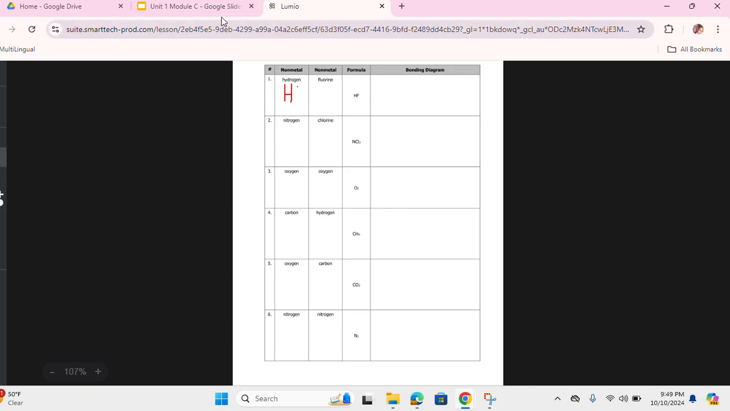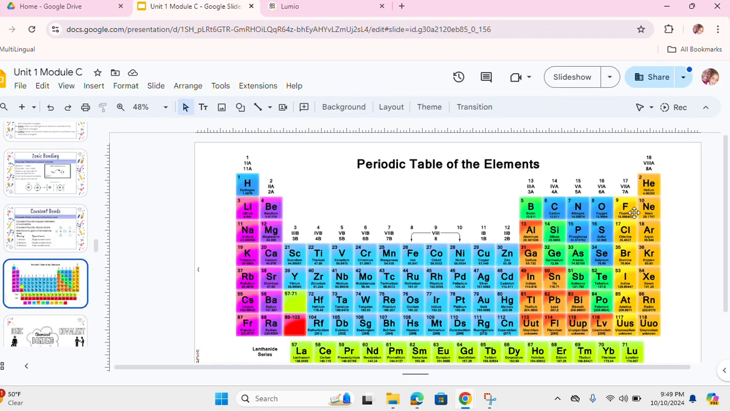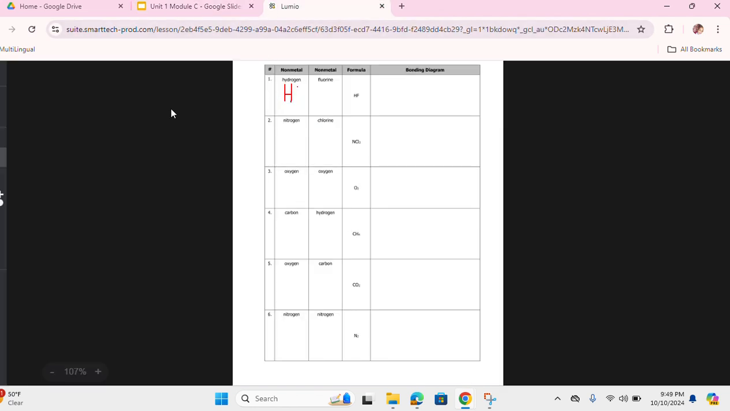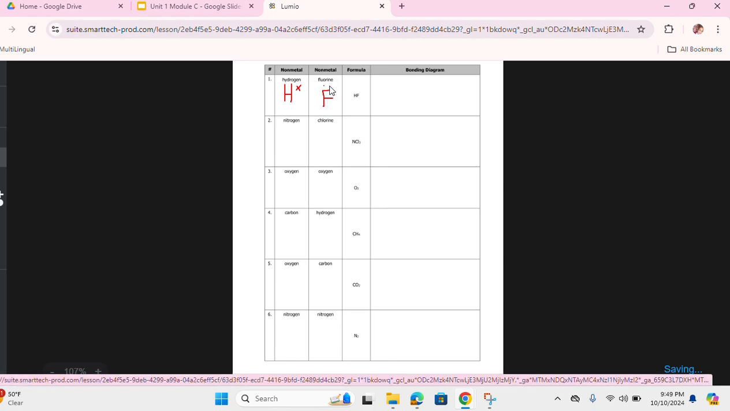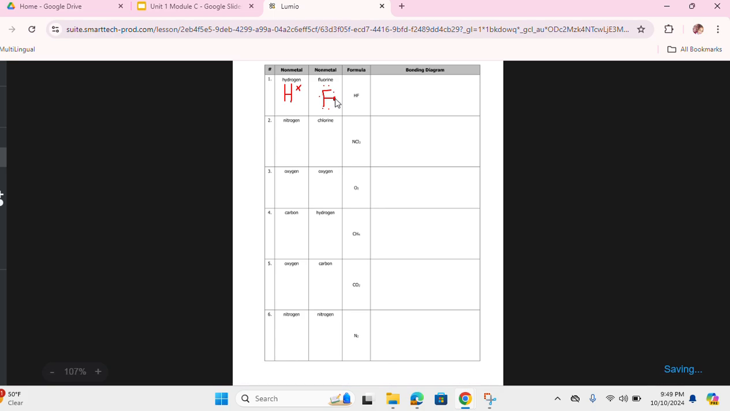Now we are going to look at fluorine. Fluorine is in group 17. That means it has 7 valence electrons. I'm going to use an X for my 1 hydrogen, and I'll use dots for my fluorine. Remembering fluorine has 1, 2, 3, 4, 5, 6, 7. Let me just make this dot here a little bit darker.